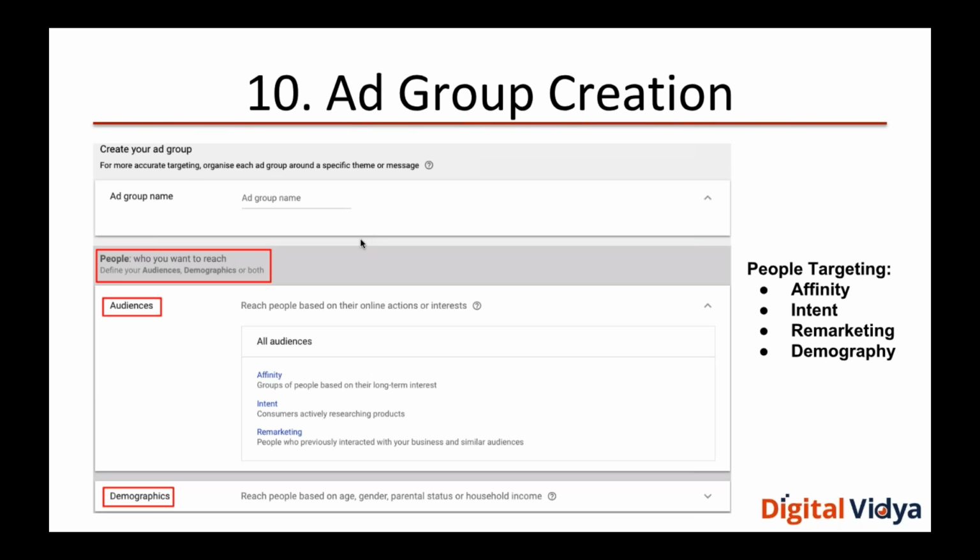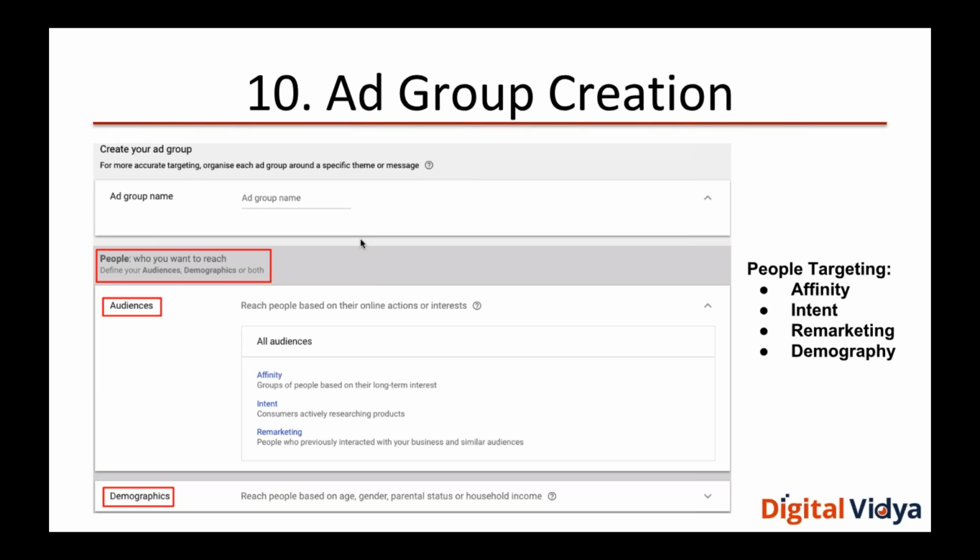Okay. Once you've done content exclusion, you reach the ad group creation page. In the ad group creation page, you can first name the ad group and then select your targeting. So targeting we already saw, so I don't think I have to explain it again, right? So at this level, you select your audience. So if you want to target people based on their interest or intent or remarketing, you can do that. If you want to target them based on their age, gender, you can do that. So as I told you, multiple options can be used at the same time.